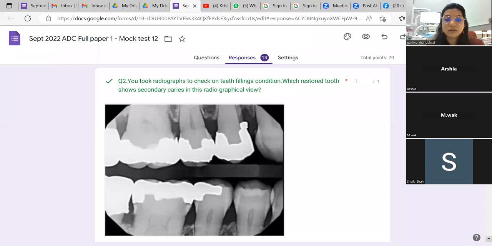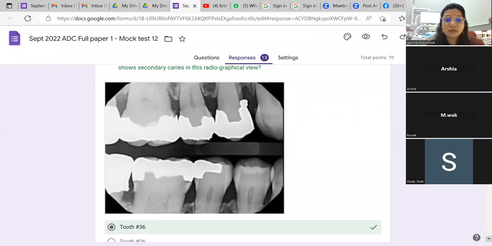Here we see the upper premolars and the molar are restored, but I can't see caries there, though I see a bit of overhang on the upper premolar. In the lower, I see restoration on two molars and one premolar. In the middle molar, in this area, I see there is secondary caries. So my answer should be tooth number 36.